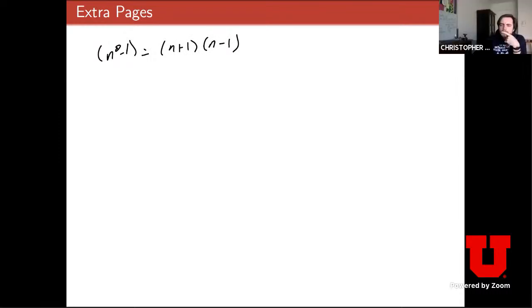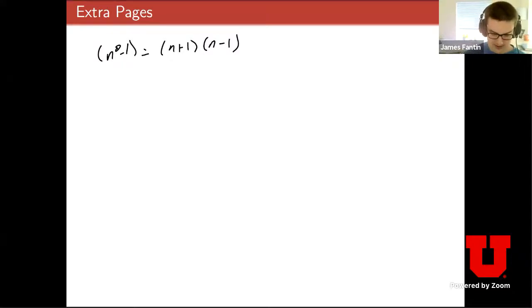Let's go to another page here. So what you said is that n squared minus 1 is n plus 1 times n minus 1, and then you looked at cases. So either both of these are even or both of them are odd. You said that either n plus 1 is even or n minus 1 is even, but that's not quite correct. We can't say that either one of these has to be even.